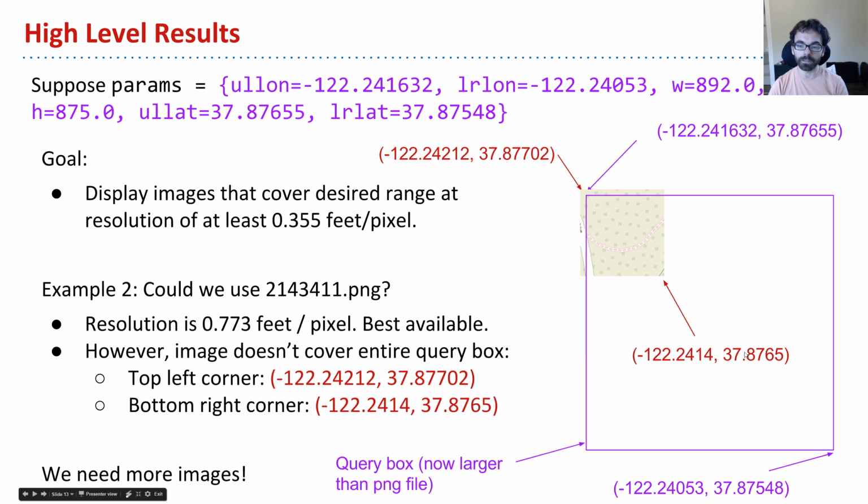We look at the corner of these images and we say, does it cover the entire query? No, it doesn't. This is only the top left corner. So we need more images, and typically that's how it's going to go. In fact, almost always, maybe always, you have to have many images together. So in this case, the query box is now larger than the PNG files of the appropriate resolution, and thus we're going to need more images.